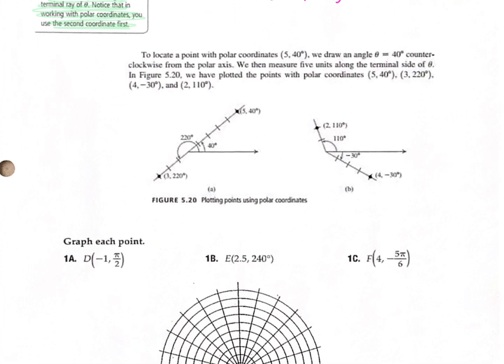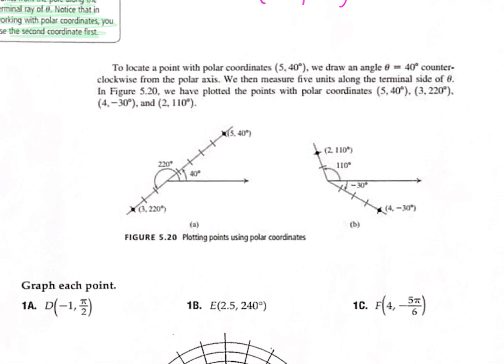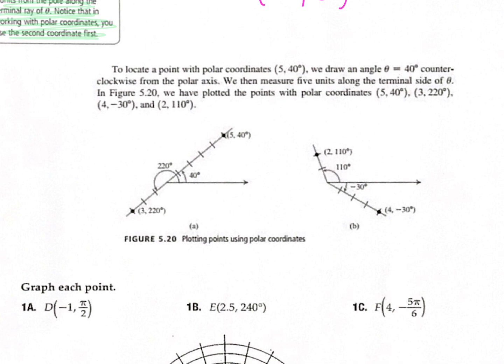So let's take a look here. It says to locate a point with polar coordinates 5, 40 degrees, we draw an angle theta of 40 degrees counterclockwise so that it's positive. So that's this direction, right? So we move 40 degrees. And then from there, it's saying we're going to move out 1, 2, 3, 4, 5 to that particular point. So if you notice, that's the point 5, 40 degrees to graph that.